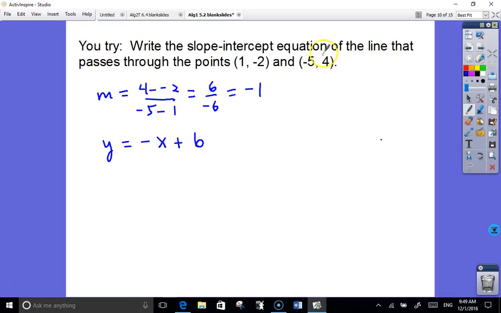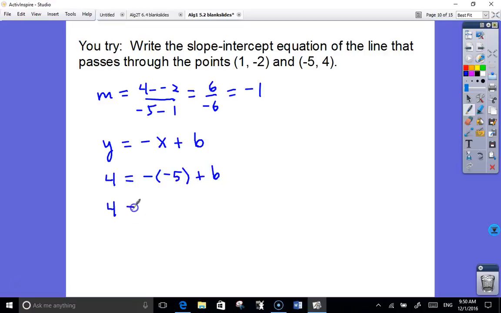Okay, then use either point. I'm guessing you probably used 1, negative 2. I'm going to use the other one just to show. I would have probably picked 1, negative 2. But so y is 4, x is negative 5, so that's negative negative 5 plus b.